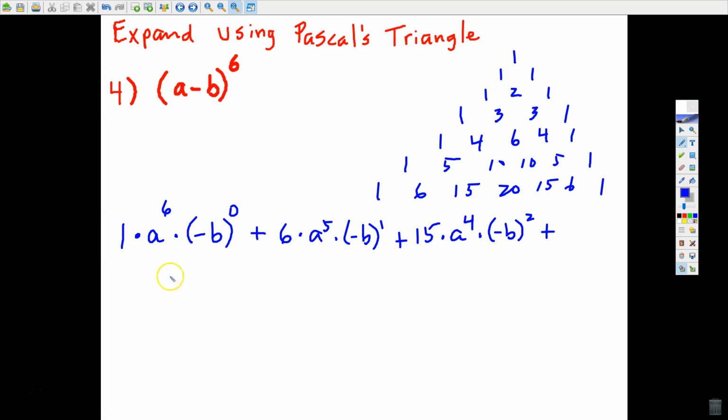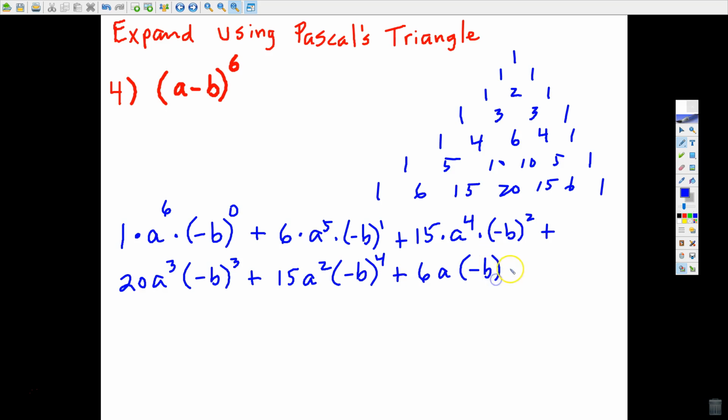Let's see, Heather, next number from the triangle. a to the, and negative b to the, good. Whitney, next number. a to the, negative b to the, good. Kate, next number. a to the, negative b to the, and Hannah, last number. a to the, negative b to the, okay.